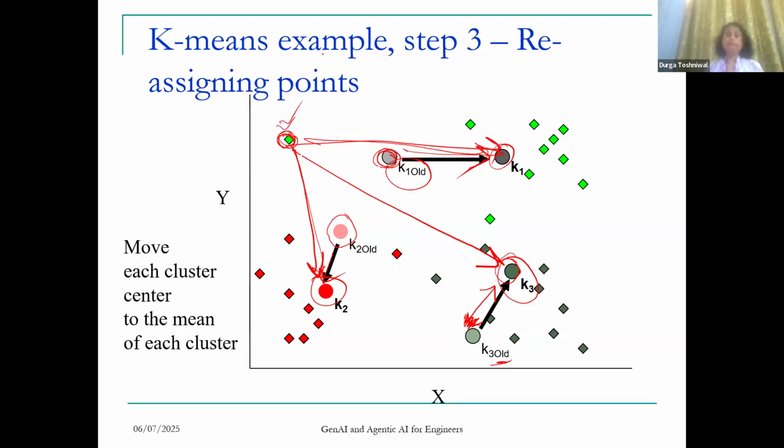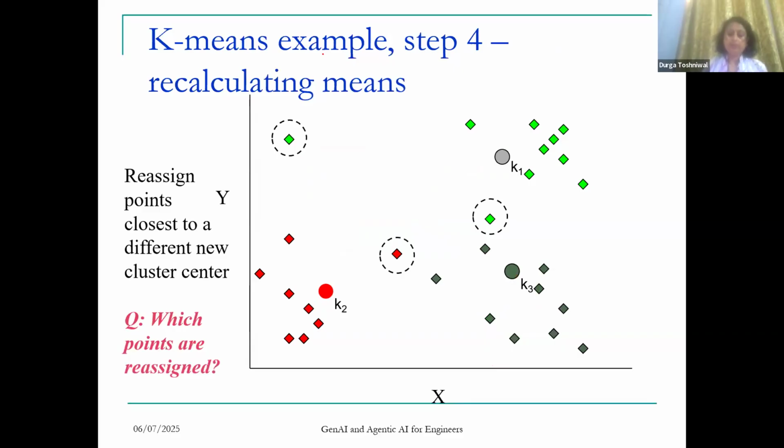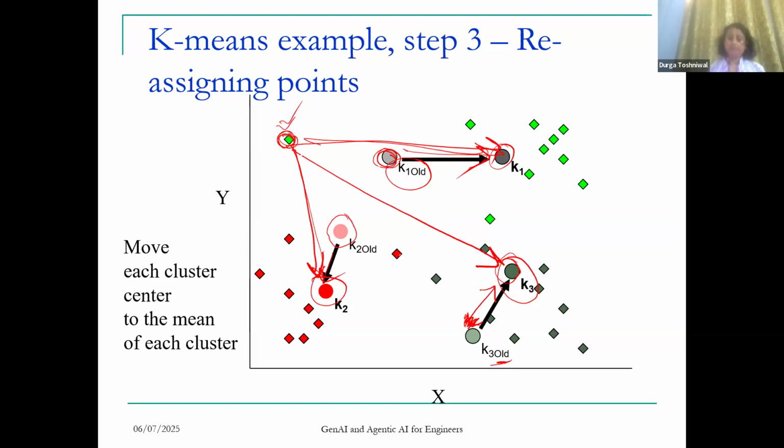So what will happen? This I've already shown you. So now this point is one of the points that might change the cluster. Similarly, if you look at this point out here, this point was initially assigned to the old cluster K2 because the distance was least with respect to K2. However, now we will have to see whether this point will continue to belong to K2 or it will move, and so on and so forth.